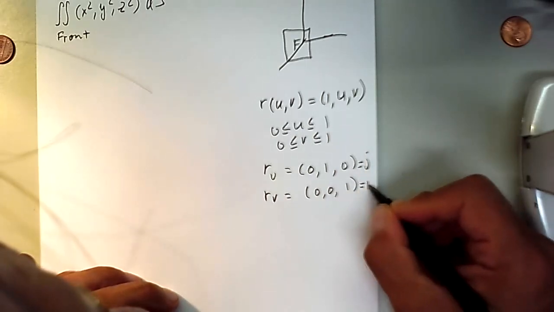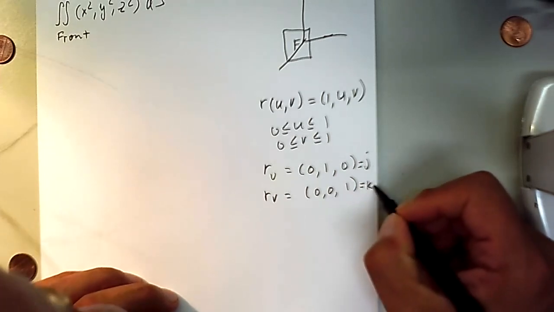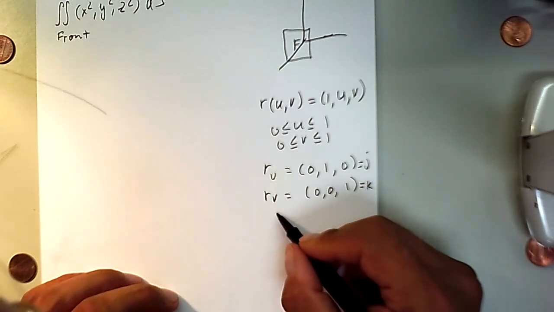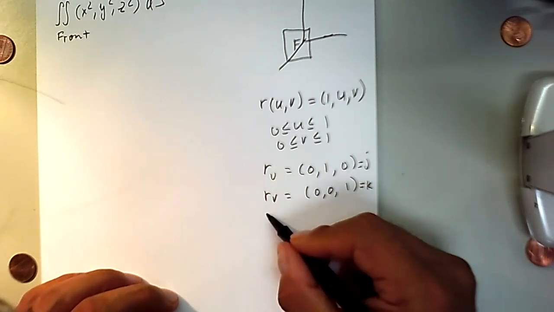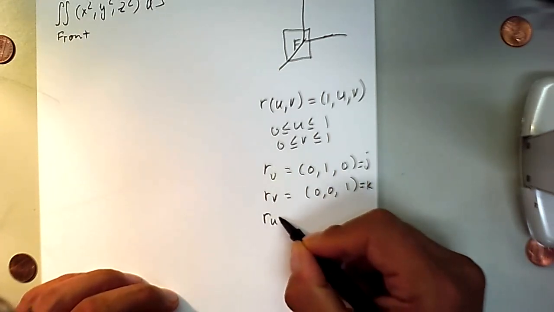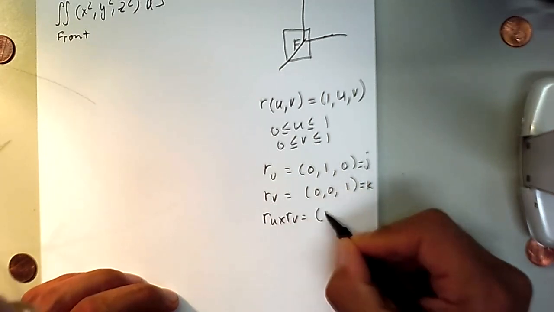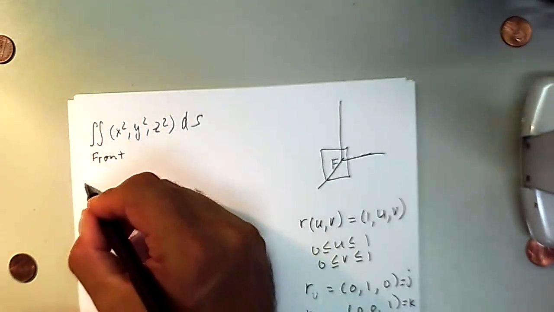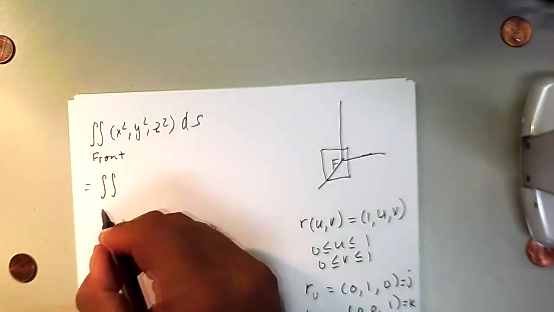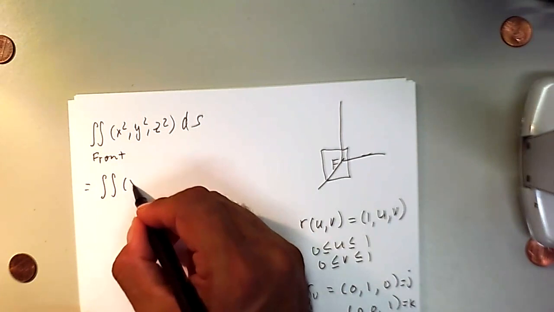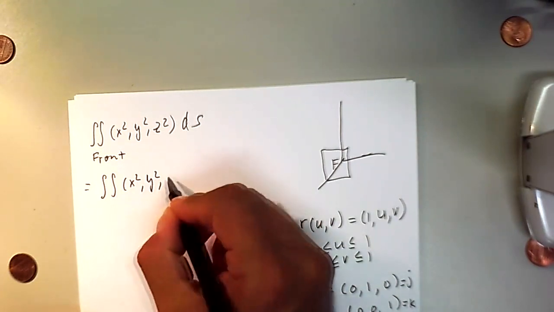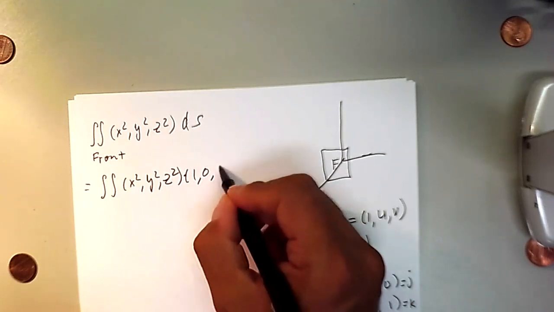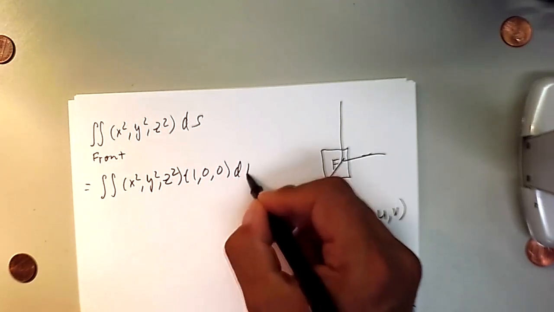And so this is J, this is K. When we cross multiply J with K, we end up with I. So the cross product r sub u crossed r sub v equals 1, 0, 0, you can double check. So this is equal to the double integral. Let's see what we get. x squared, y squared, z squared, 1 dotted with 1, 0, 0 over the area.